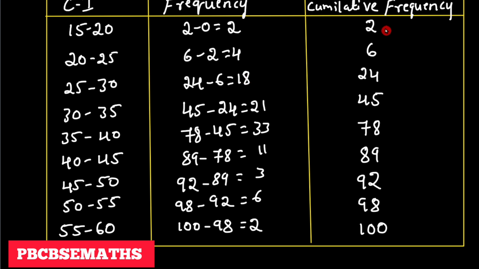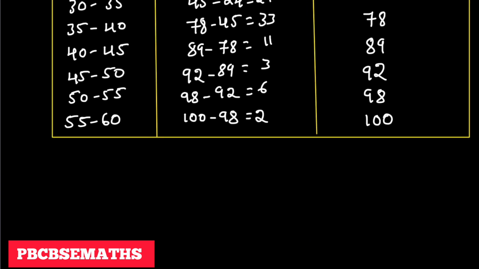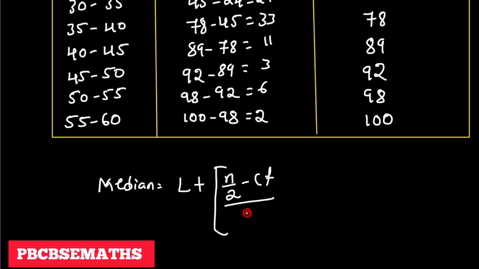Now we have that frequency, and we also have that cumulative frequency. We have to calculate now the median of this given data. So let's do that. For that, first we are going to write a formula. As we all know, median is equal to L plus n by 2 minus CF, that is cumulative frequency, divided by frequency, into class size or class width.